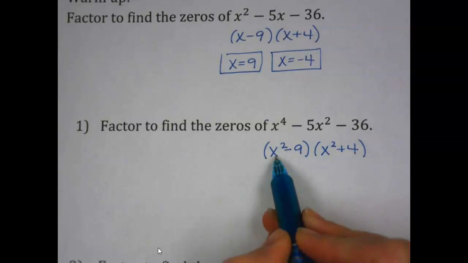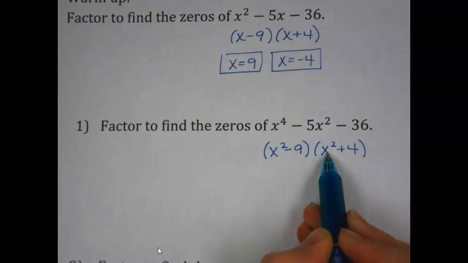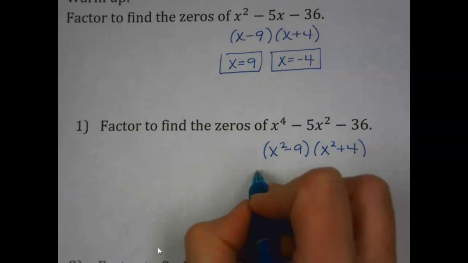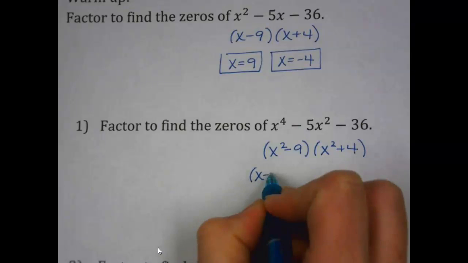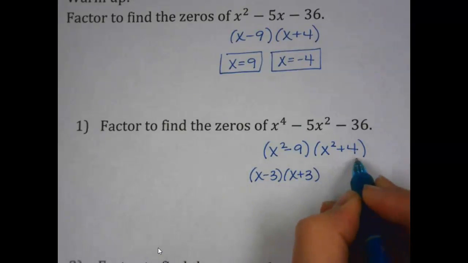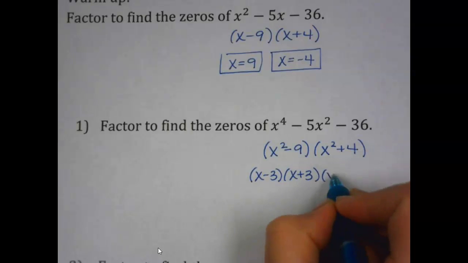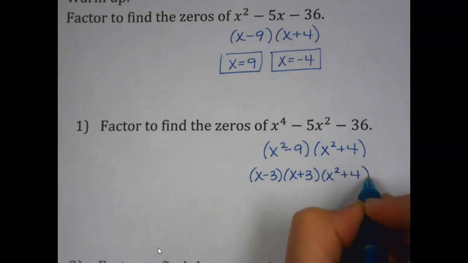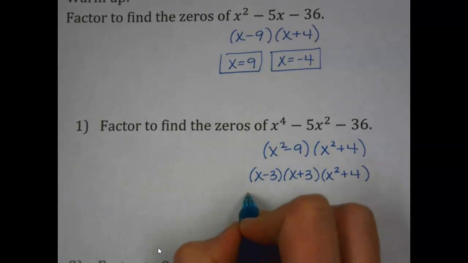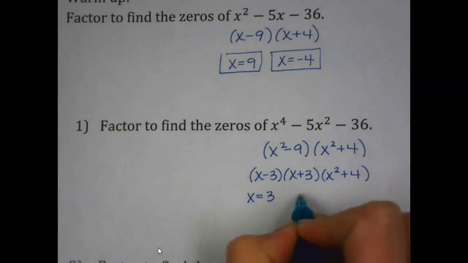This is because if we take these first two x squareds, they have to multiply to equal x to the 4th. Then we have some more factoring we can do. Here we have a difference of squares. X squared minus 9 factors to x minus 3 times x plus 3. X squared plus 4 does not factor, so that would stay as x squared plus 4. Then we would take each of those and set them equal to 0. So we set this first one equal to 0, we get 3. Next one, we get negative 3.